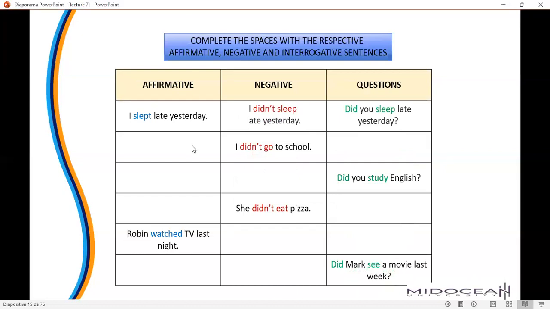The affirmative sentence: I went to school. The question: Did I go to school?